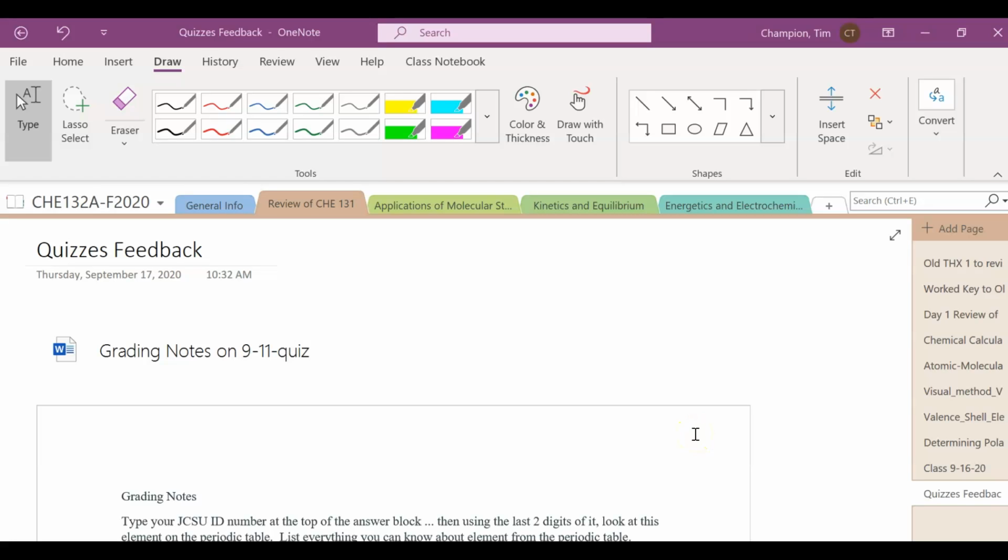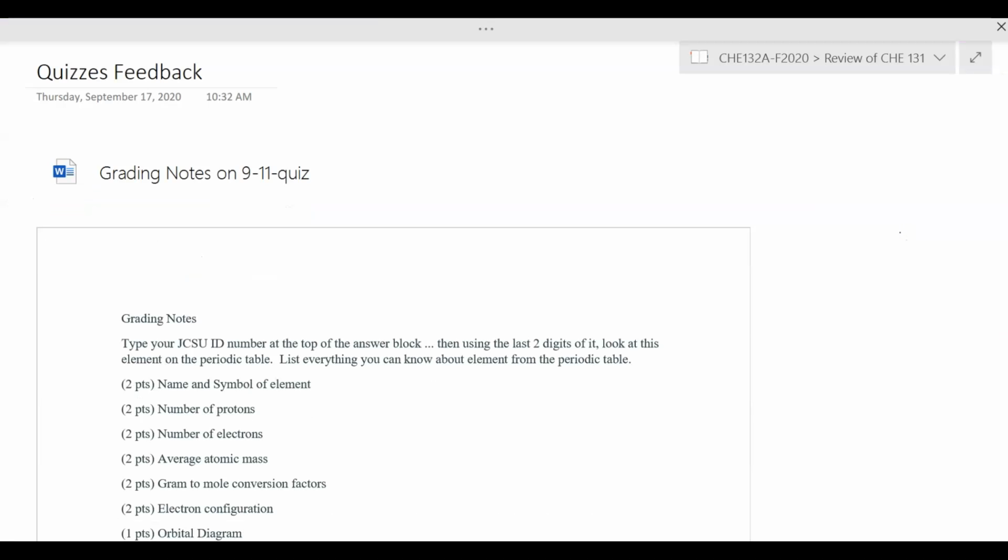Hi there, everyone. I want to record a short video here going over some of the quizzes. You see the quizzes feedback is here under this review of Chem 131 tab. So let me go through this.